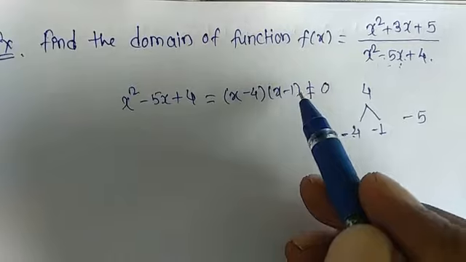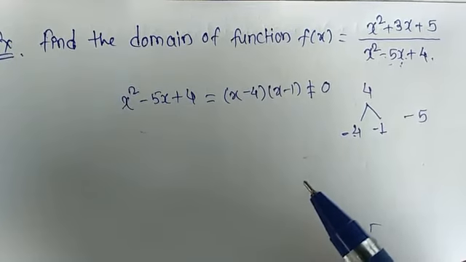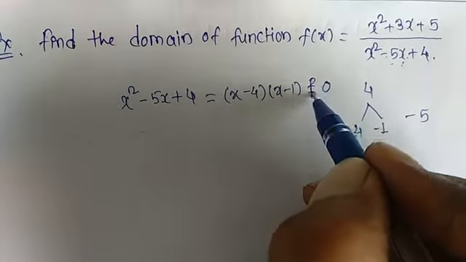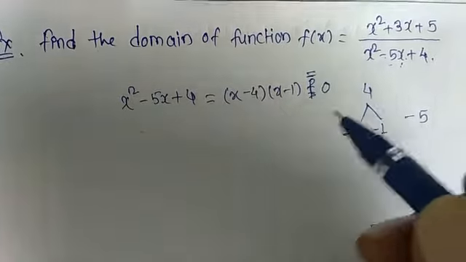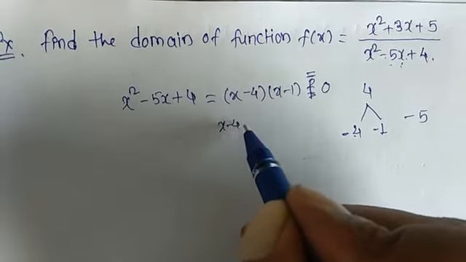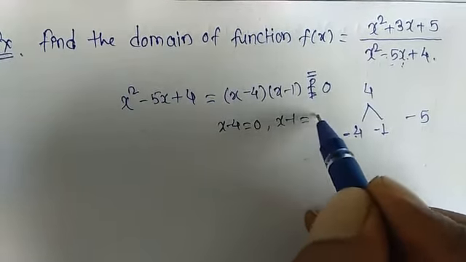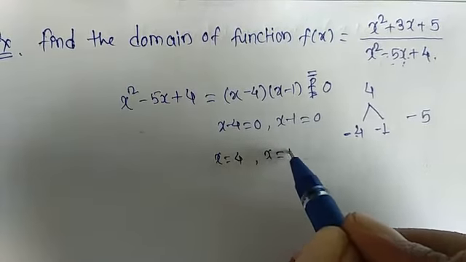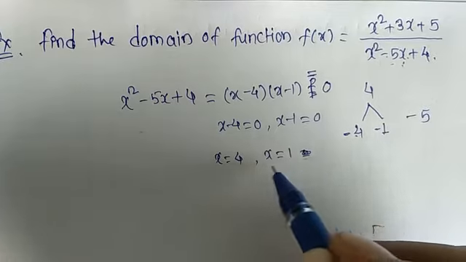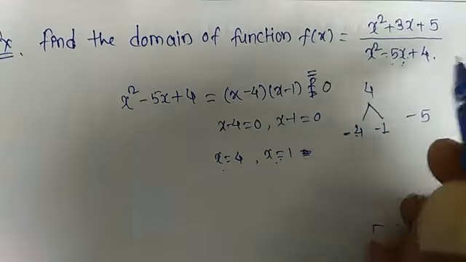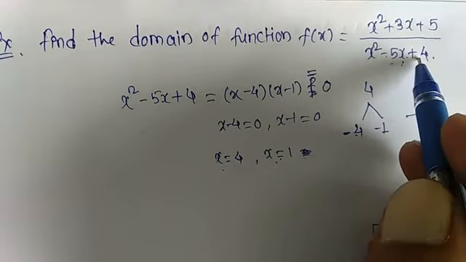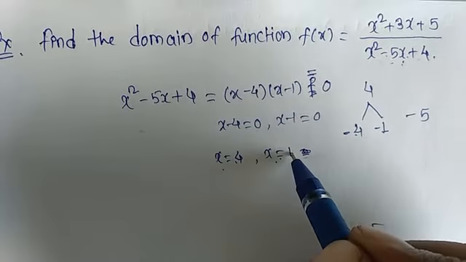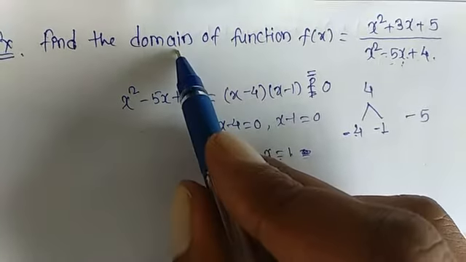We have to find the values which are not allowed, so we consider it as equal to 0. We can write x minus 4 equal to 0 and x minus 1 equal to 0. So we get two values, x is equal to 4 and x is equal to 1. For these two values our denominator is 0, so these two values will not be contained in the domain set.